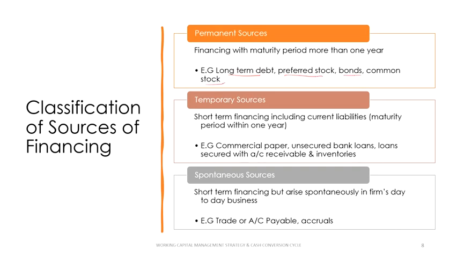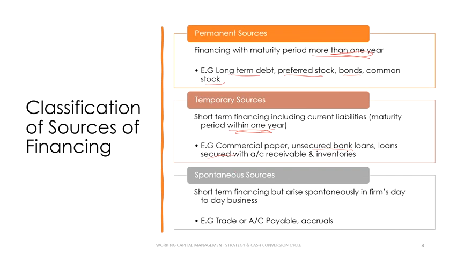Okay, kita pun ada temporary asset kan. Temporary asset consists of current asset. Current asset consists of permanent and temporary. Okay. So, temporary sources ni is a short-term financing including current liabilities. So, that is maturity period within 1 year to temporary sources. Ni more than 1 year, permanent, temporary, within 1 year. So, example temporary sources is commercial paper, unsecured bank loans, loans secured with account receivable and inventories. These are example of temporary sources.